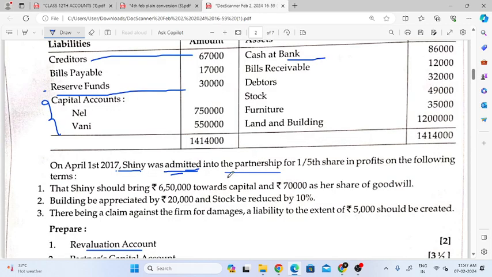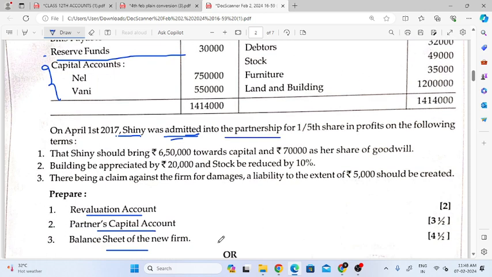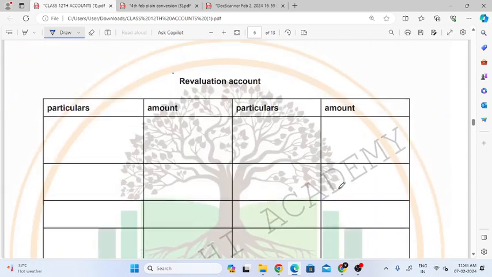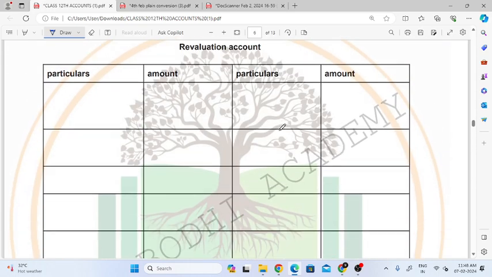Okay, next is stock, 49,000. But there is an adjustment with regards to stock, which is to be reduced by 10%. And do you remember, for revaluation we see only the increase and decrease in the asset and the liability. Okay, so decrease in asset and increase in liability, we take it on this side. Increase in asset and decrease in liability, we take it on the credit side.